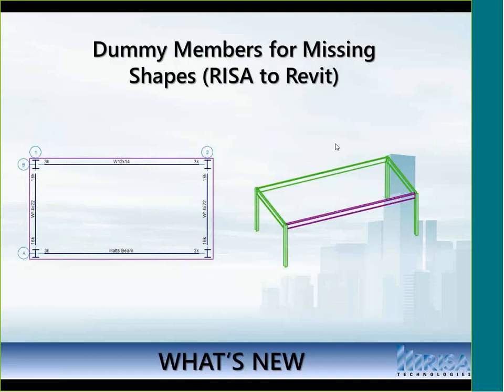Usually it's a rectangular 1-inch by 1-inch member. So that way the member itself comes across and we just rely on you to actually fill in the information on what that shape type is. We've now done it in the opposite direction as well.